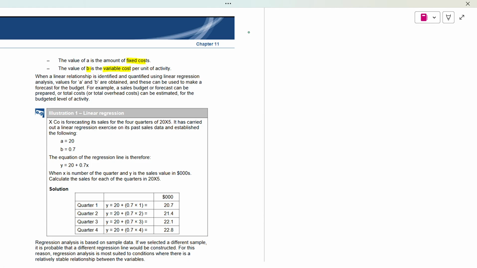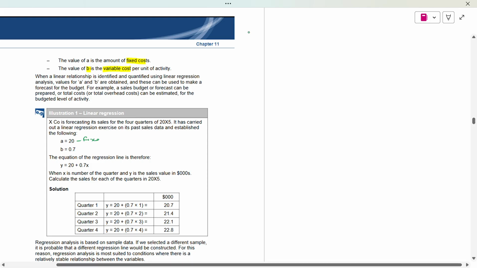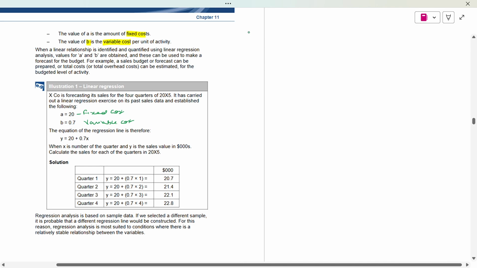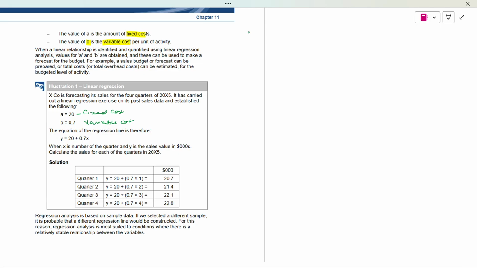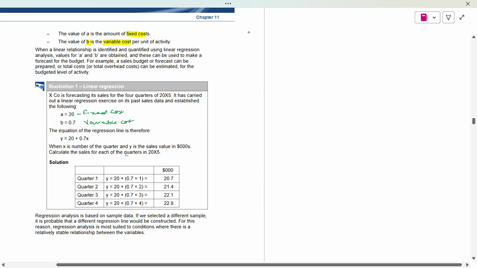They will not ask you directly. For example, X company is forecasting its sales for 4 quarters. They have done a linear regression exercise on the past data and established how much A is. A is the fixed cost, B is the variable cost, and X is the number of units. When X is the number of quarter and Y is the sales value, calculate the sales for each of the quarters.